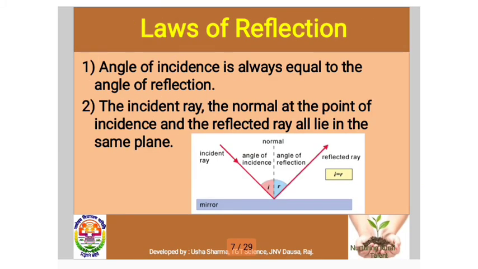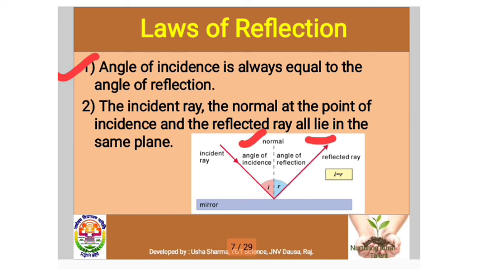Next are the laws of reflection. The first law is that the angle of incidence is always equal to the angle of reflection. Suppose the angle of incidence is 30 degrees, then the angle of reflection will also be 30 degrees. So the angle of incidence will always be equal to the angle of reflection.